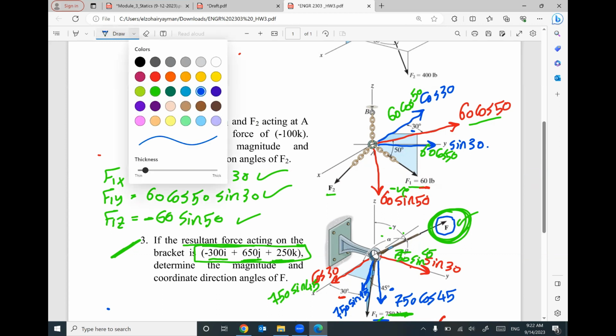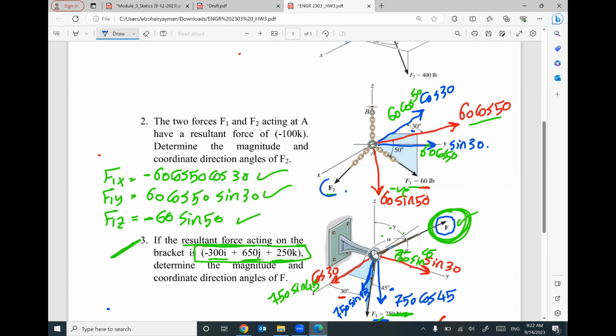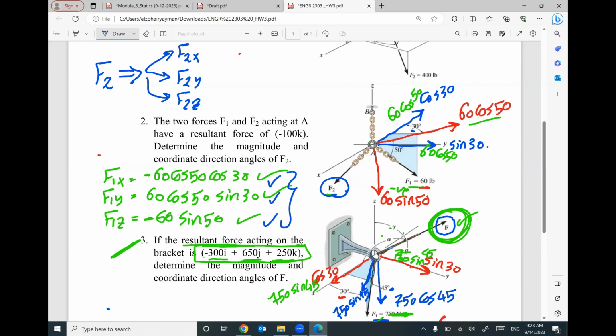Unfortunately, nothing is given about F2. So I can assume F2 has 3 components: F2 in X, F2 in Y, F2 in Z. Okay, I am done with F1 and F2. This is F1, and we have its values. And this is F2, where I'm assuming the values F2x, F2y, F2z.